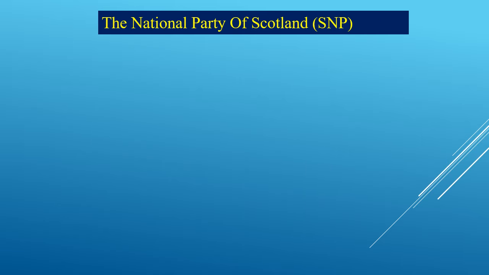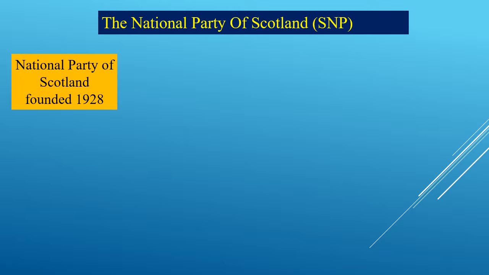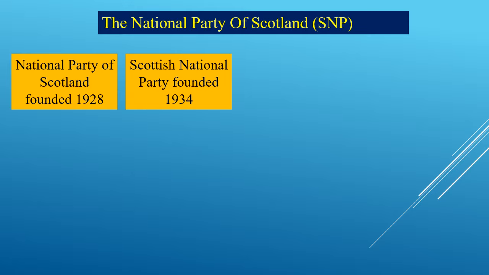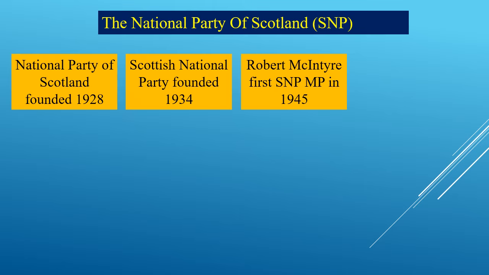So here is the history of the SNP and how they have changed in later years. It was founded as a National Party for Scotland in 1928, and they changed their name to the SNP in 1934. The first MP was a man called Robin McIntyre. He stood in the by-election in Motherwell, and he took up his seat. Unfortunately, he lost it nearly 3 months later when there was a post-war general election.